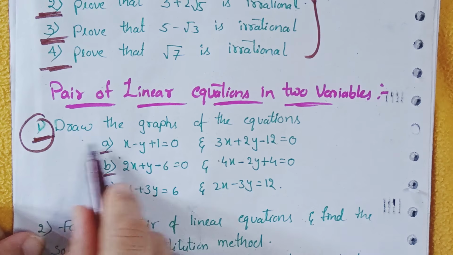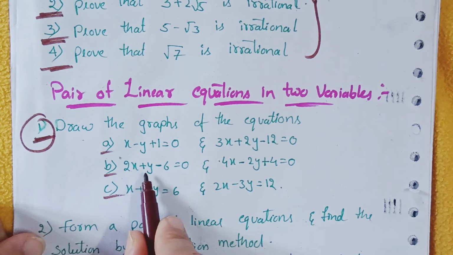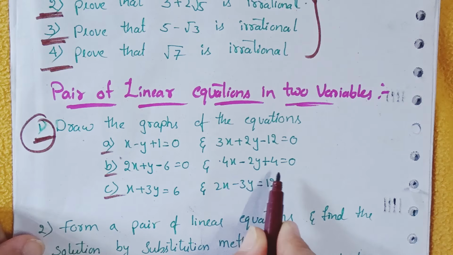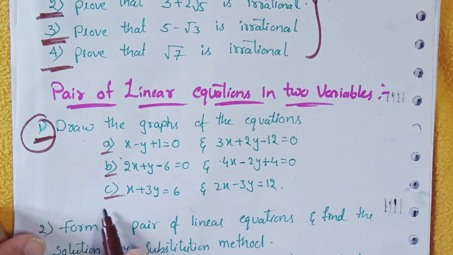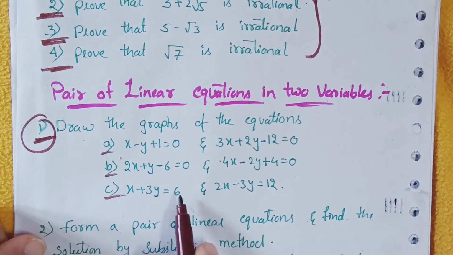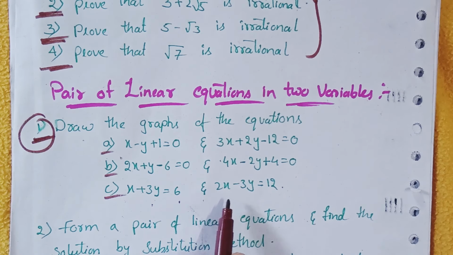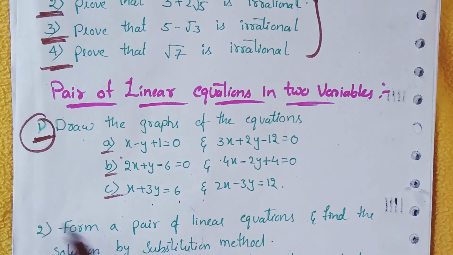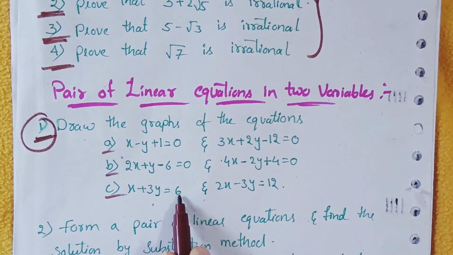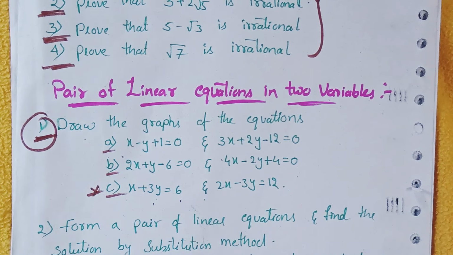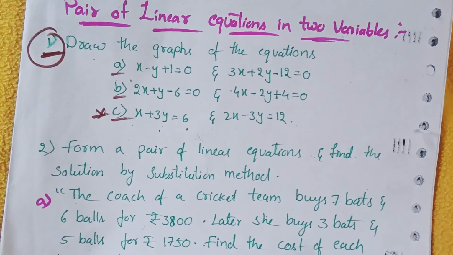Next, second question is, draw the graph for the equations 2x plus y minus 6 equal to 0 and 4x minus 2y plus 4 equal to 0. Next, third question, draw the graphs for the equations x plus 3y equal to 6 and 2x minus 3y equal to 12. Understood guys? So what you have to do here, this constant will come to this side and it takes minus sign. So this is also very important. Okay, let's move on to the second question.